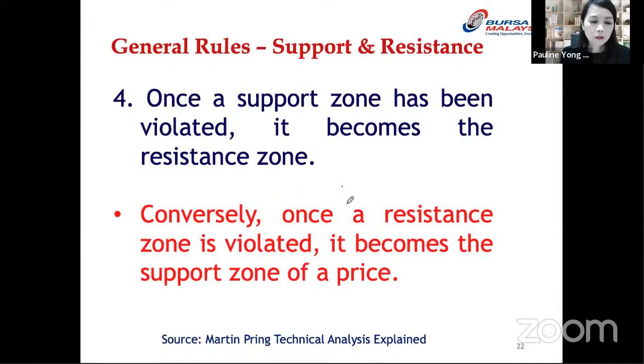Okay, and once a support zone has been violated, it becomes a resistance zone. So if you are going higher, and every time you break the highest resistance zone, then this zone becomes a support. Then I can go higher, and then this one becomes a support. Then I can go higher. You see how it works. Okay, so this is the concept.